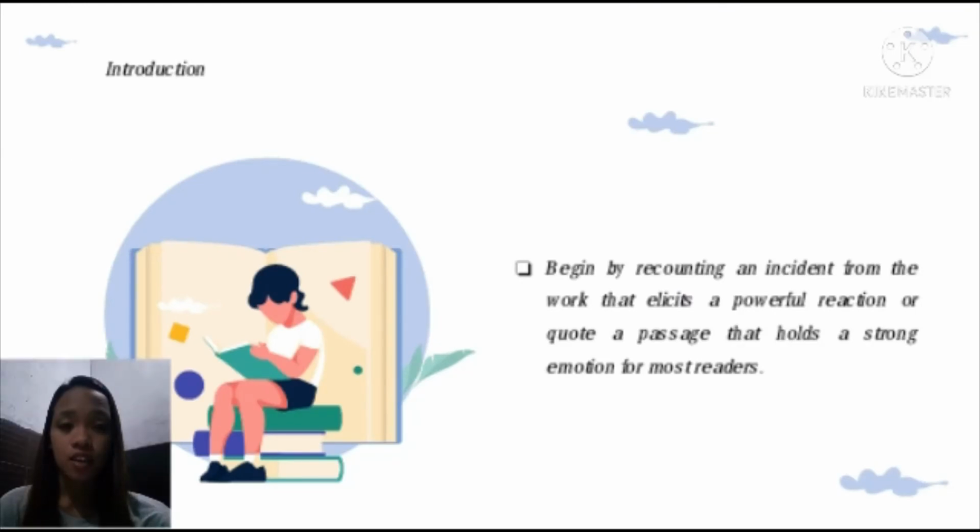Let's proceed to the introduction. In writing the introduction, begin by recounting an incident from the work that elicits a powerful reaction or quote a passage that holds a strong emotion for most readers. Because you are making a reader response analysis, it is appropriate to involve your audience in the introduction to your essay. One of the examples is the description of Edgar Allan Poe's mysterious stranger who suddenly appeared at the ball in The Masque of the Red Death.